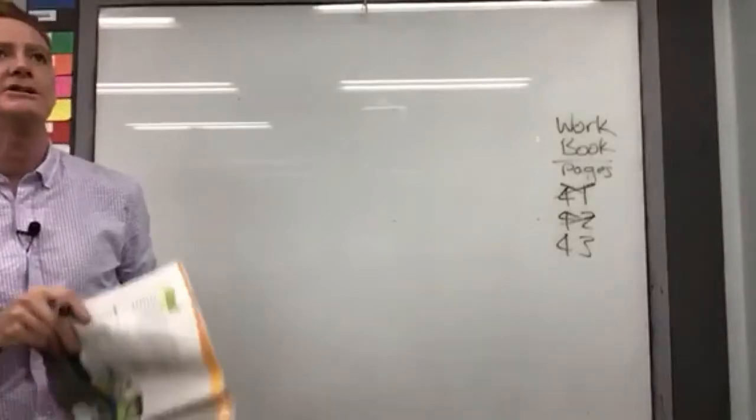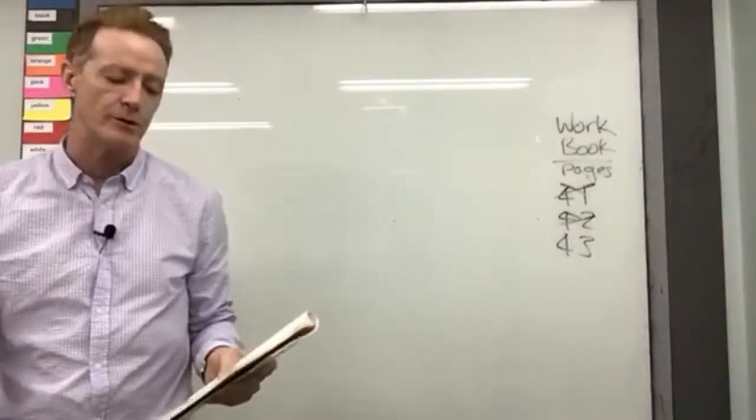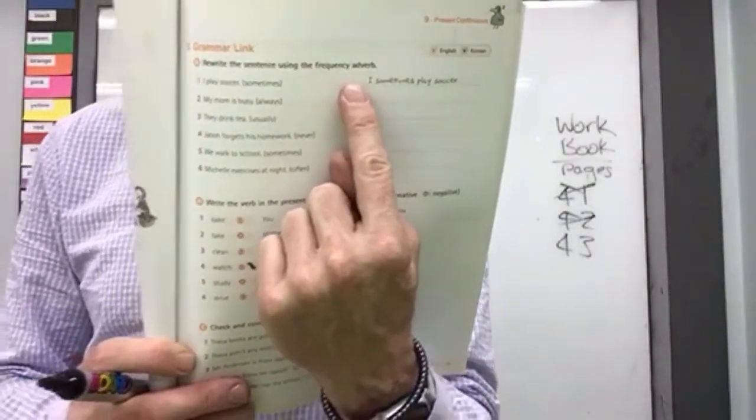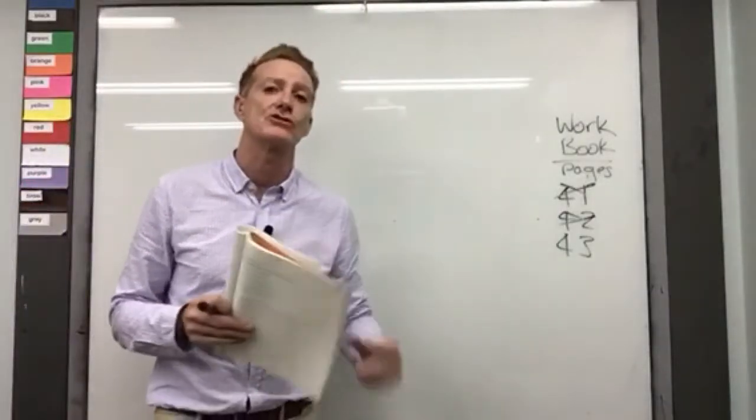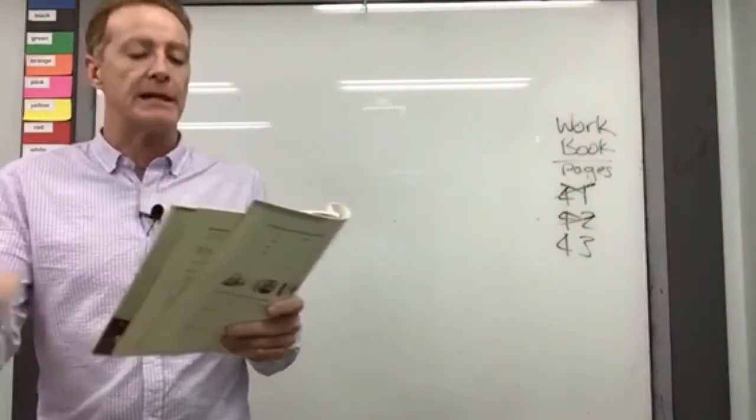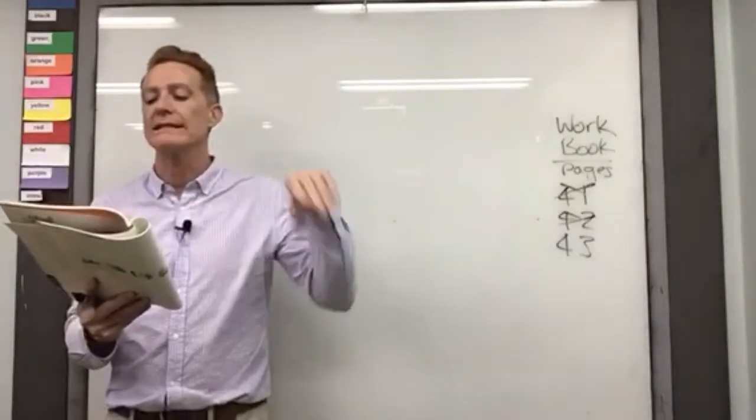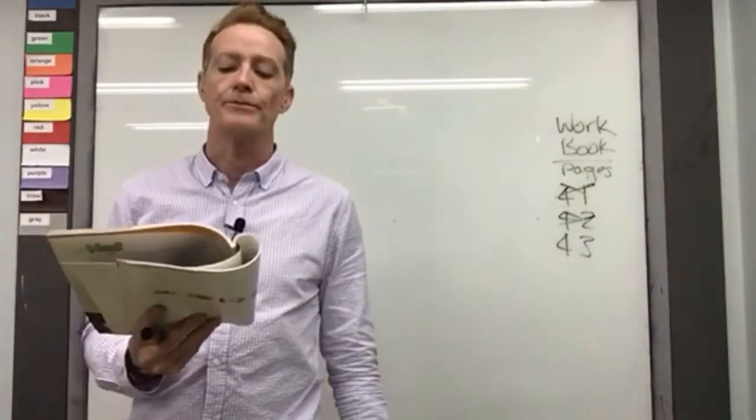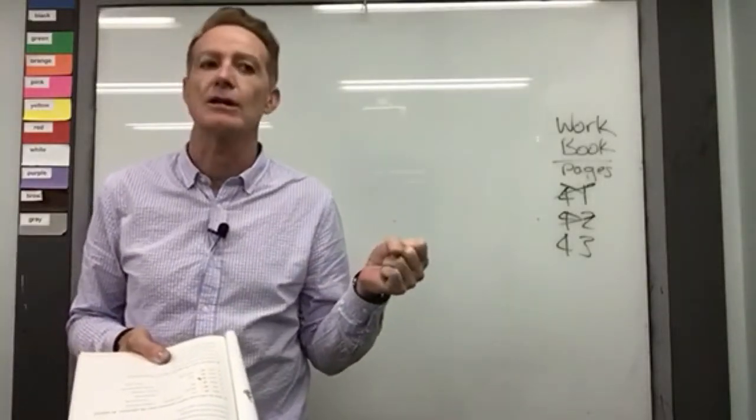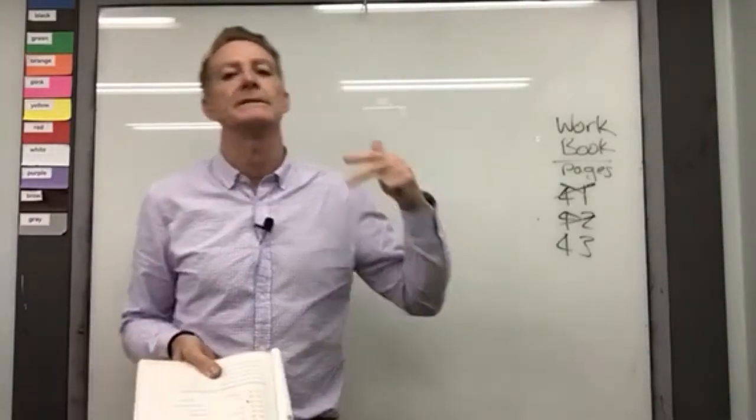All right, last page. Page 43. Now we did some frequency adverbs in our last lesson. Remember what an adverb is? An adverb adds to a verb. Adjectives describe a noun. So frequency adverbs. So what is frequency? Frequency is how many times you do something. So often, usually, sometimes, never.